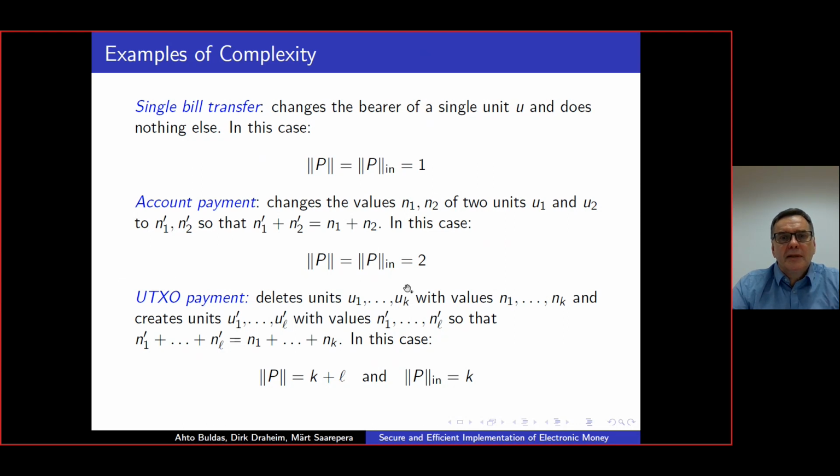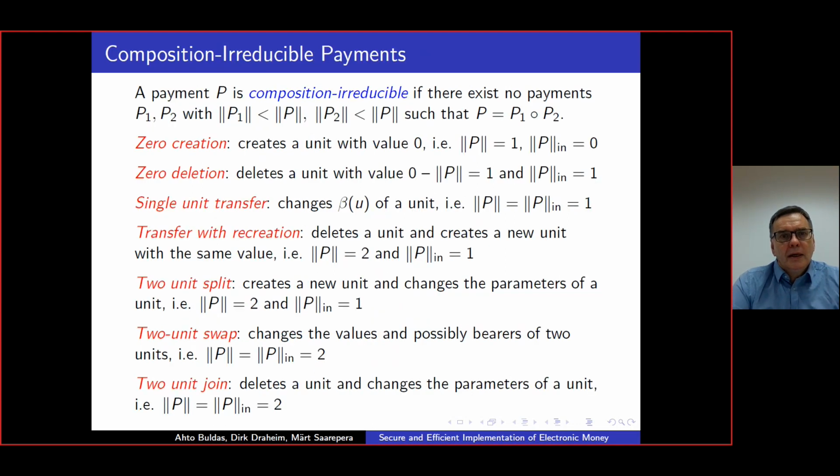For the UTXO payment that deletes K units and creates L units, the descriptional complexity is K plus L, and the input complexity is simply K. So every payment can be characterized or represented as a composition of so-called composition irreducible payments. A payment P is composition irreducible if there exist no payments P1 and P2 with descriptional complexities lower than P, so that P is the composition of those two payments. And we have a full list of those composition irreducible payments, and they are the following.